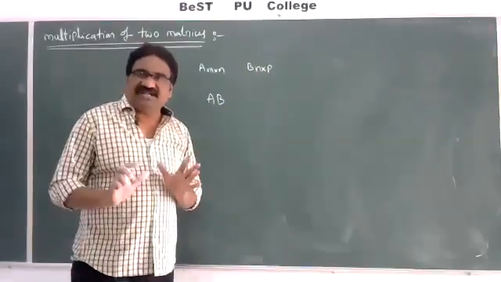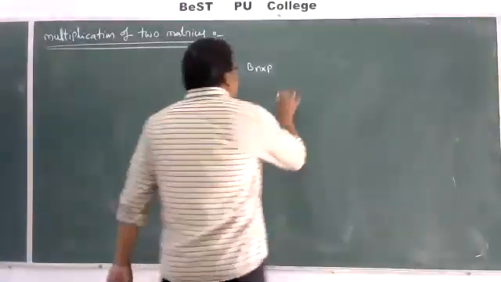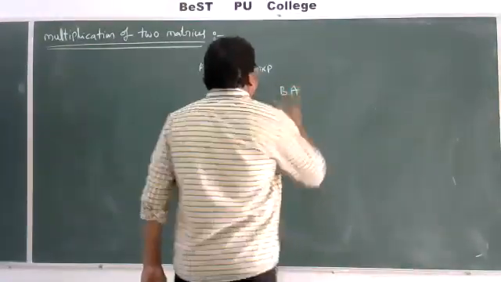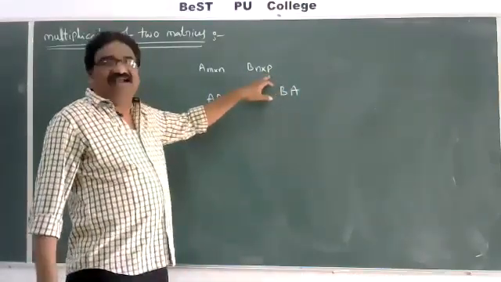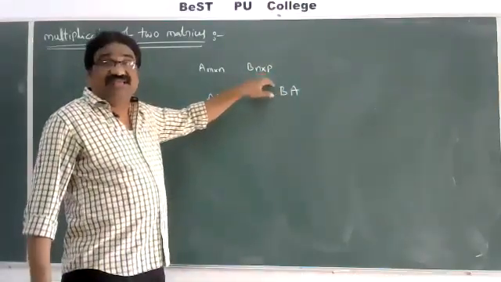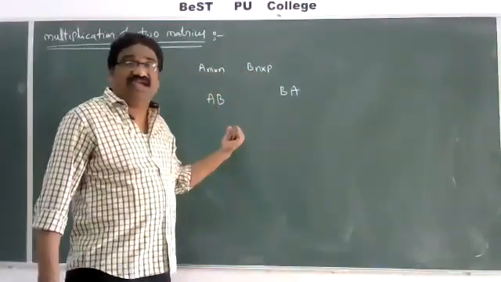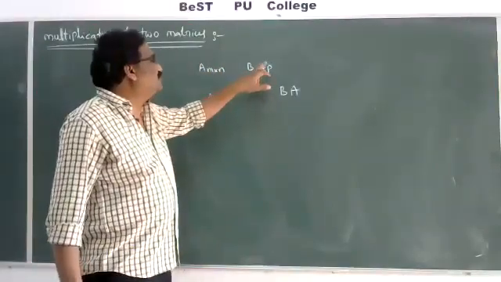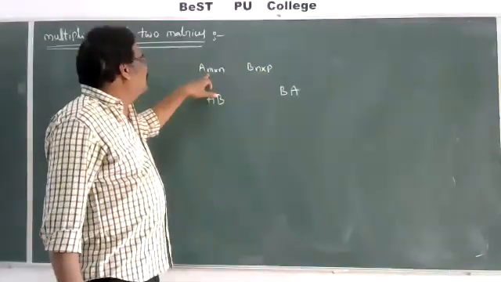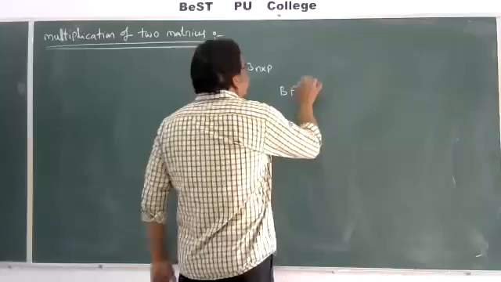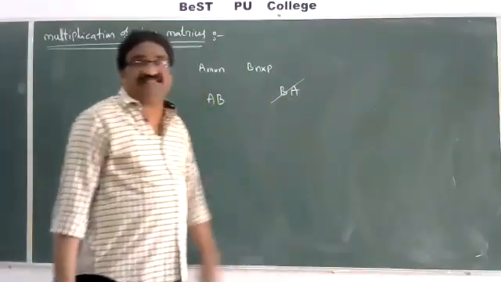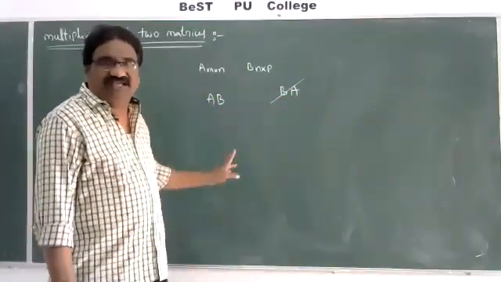AB multiplication exists. For example, if we require BA, we need the number of columns of B to be equal to the number of rows of A. But here the number of columns of B is p and the number of rows of A is m. That's why both are not equal. That's why BA does not exist. Only AB exists.